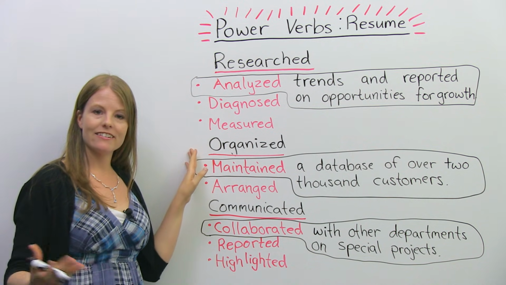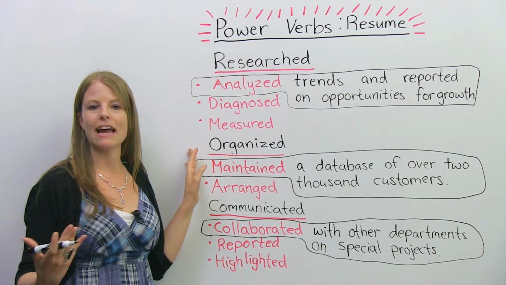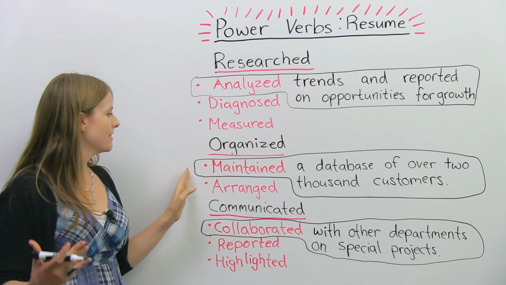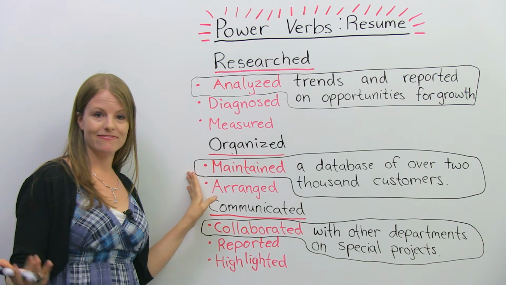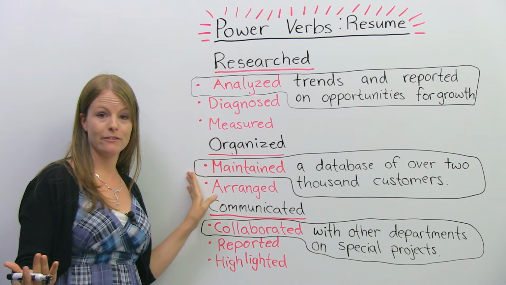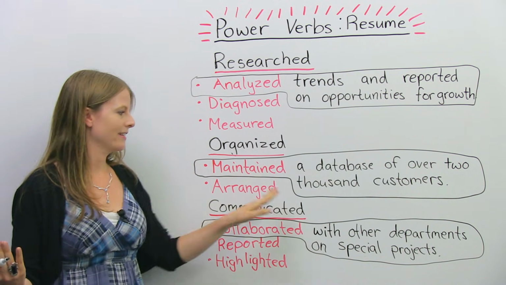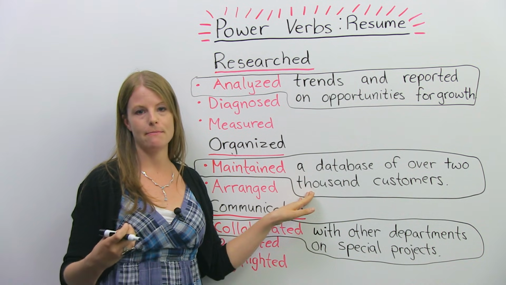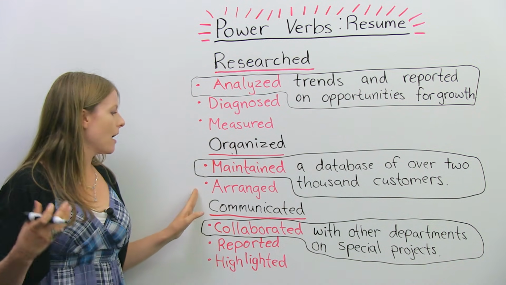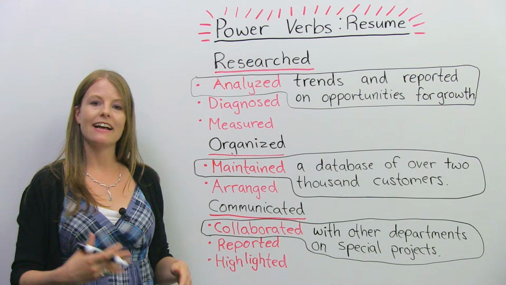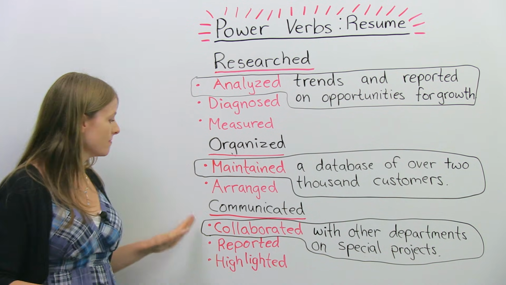For organized, a lot of the times on resumes, we're talking about how we organize something. So we can say maintained. In this case, maintained a database for over 2,000 customers. And again, notice how specific I am being, okay? Arranged, another word that has to do with organization.